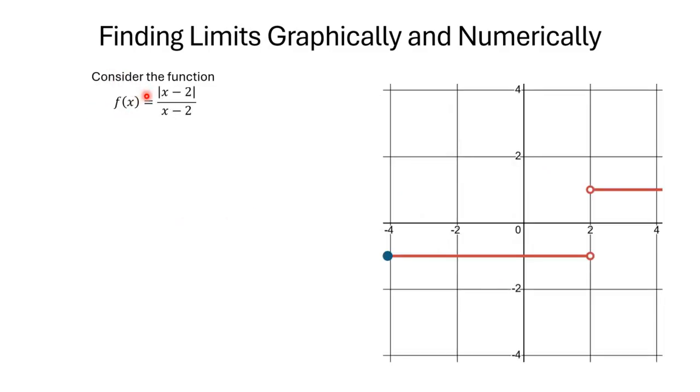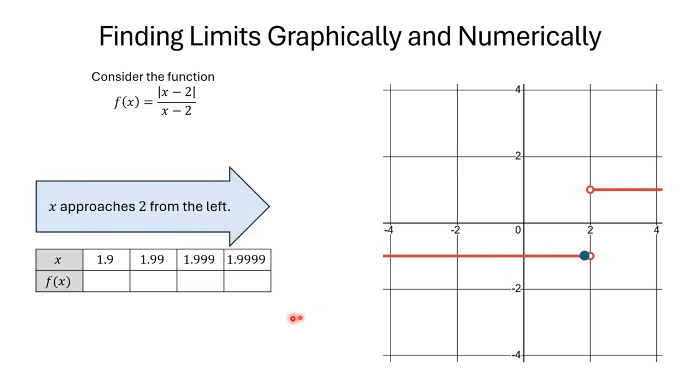Let's consider the function f of x equals the quantity absolute value of x minus 2 divided by the quantity x minus 2. Well, let's approach 2 from the left first. So here's the value 2 on the x-axis, and here's a point that's going to approach 2 from the left. As you see, it's going horizontally towards 2, and the y value is always -1.